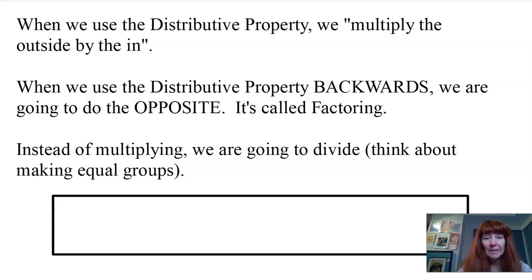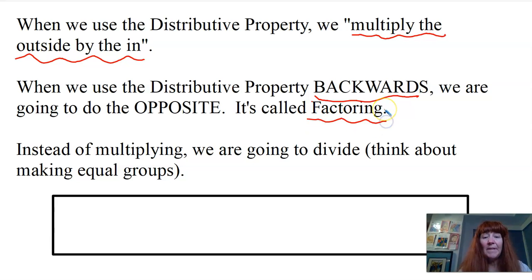Okay, so now today I'm going to tell you when we use the distributive property, right? This is from the song, multiply the outside by the in. But today we're going to use the distributive property and we're going to work backwards. So the opposite of multiplying is something called factoring, and factoring involves division. So we're going to be making equal groups. Instead of looking at the groups and then combining like terms, we're going to do the opposite.